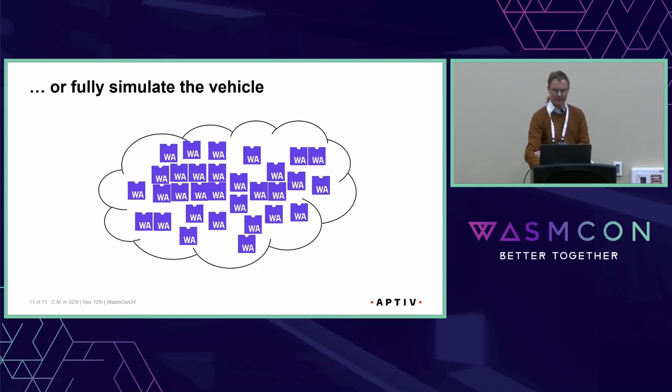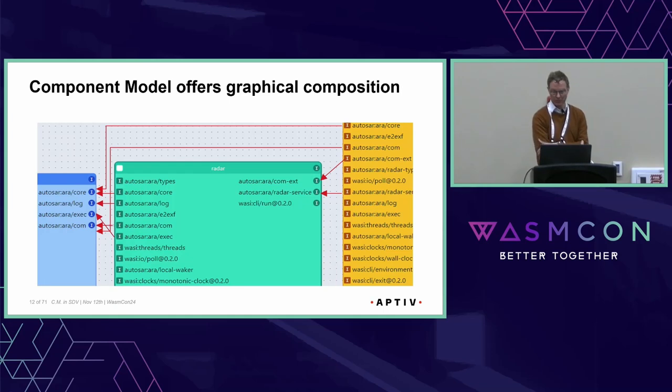So let's take a closer look at the component model. Here we have an application of a publisher-subscriber example of AUTOSAR. AUTOSAR is Automotive Open System Architecture. And you can see it's three components. These share some interfaces. These are linked together.